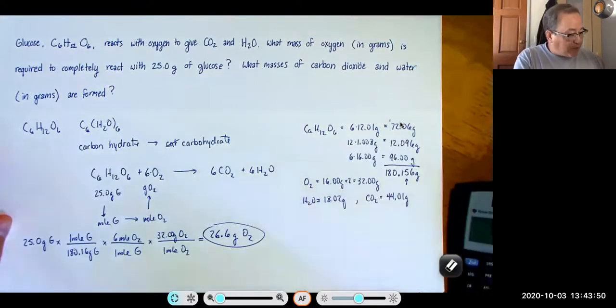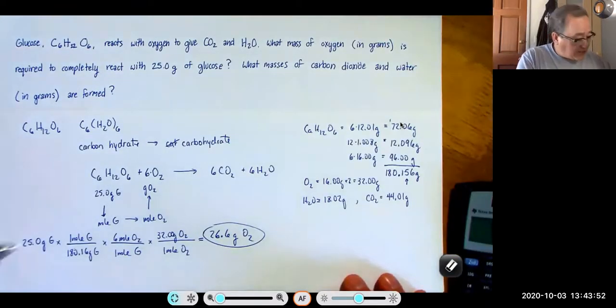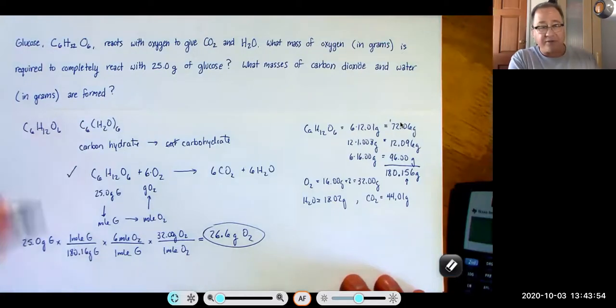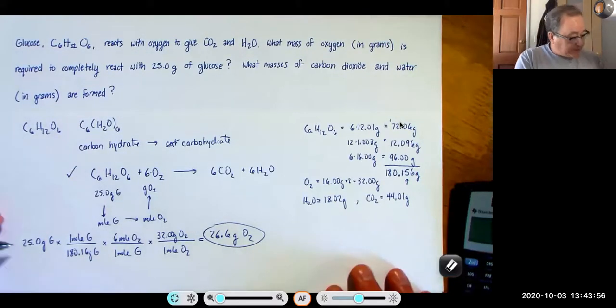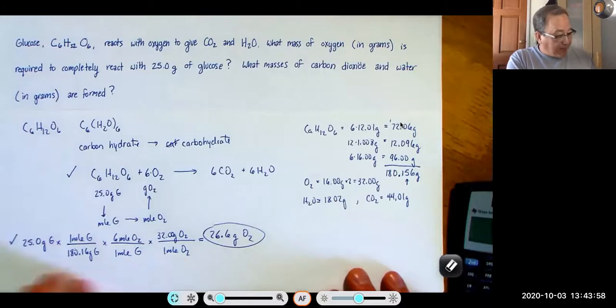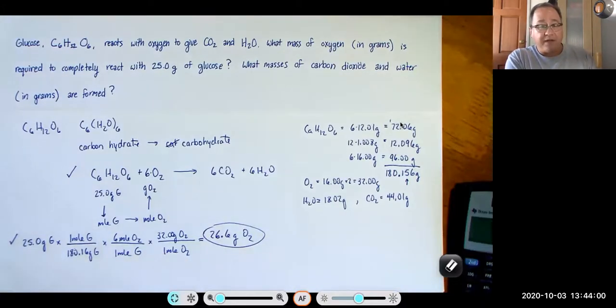So for a problem like this, where you're not given a balanced reaction, I would expect you to write out the balanced reaction, and I would expect to see this. And I would expect each of your molar masses to be correct, and I'd expect to see the correct number of significant figures.